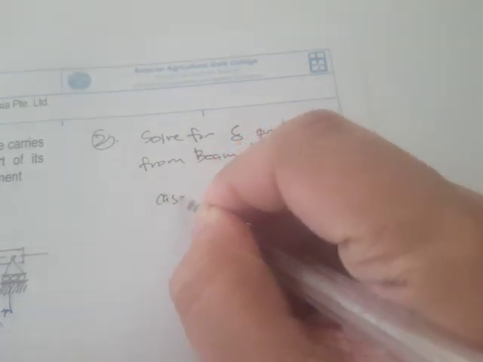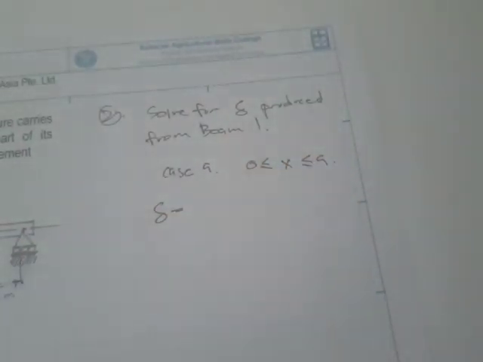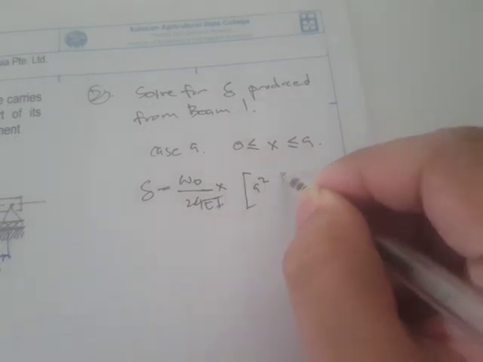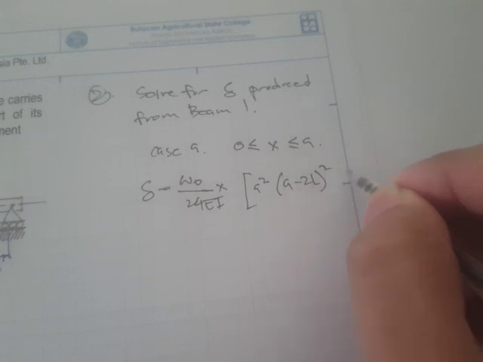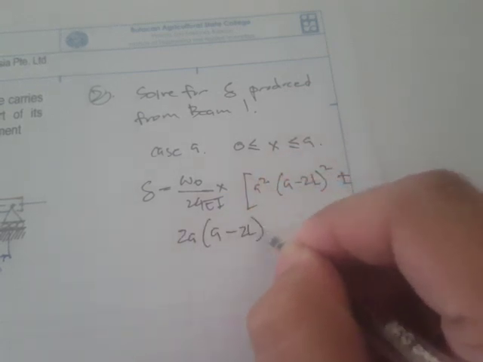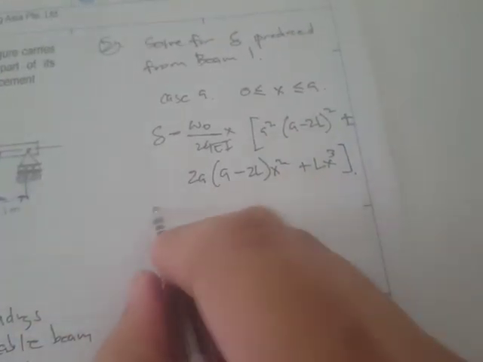Okay, so therefore, if we select from the tables this beam 1, this is case 9, and we have this condition A, and we substitute and we select the expression for the deflection. This is 24 EI times x, right, times A squared times A minus 2L squared plus 2A plus LX cubed. Okay, so here's our expression, right?